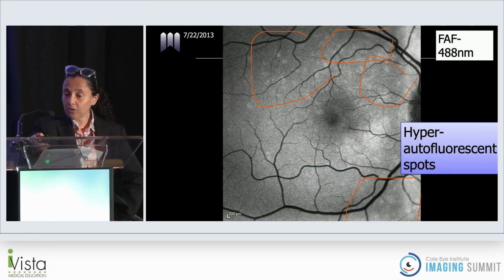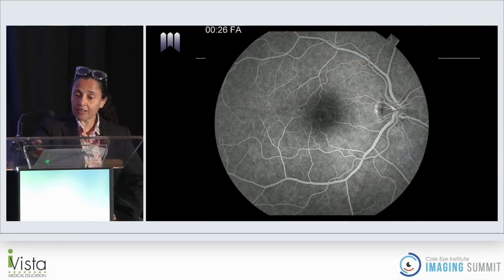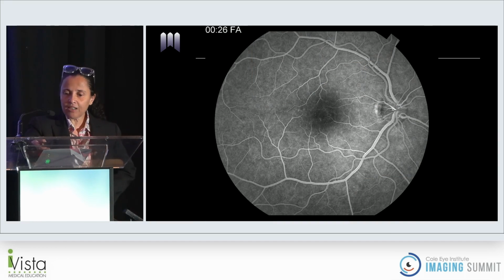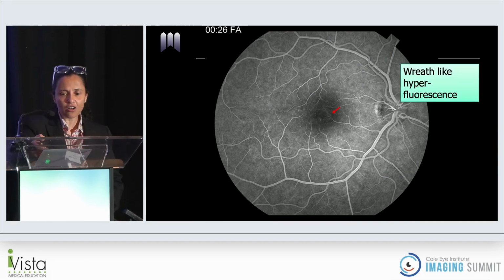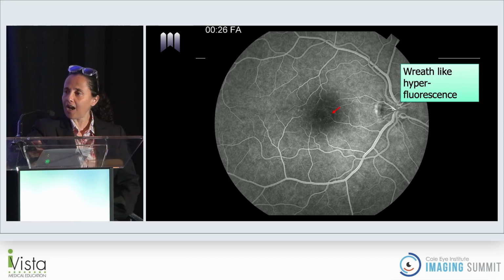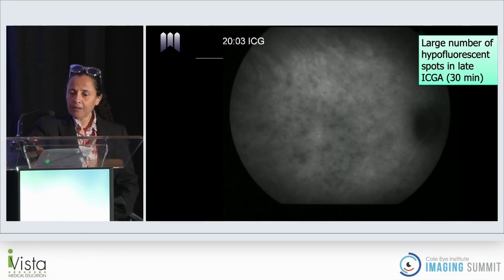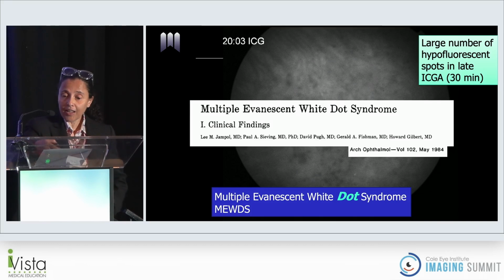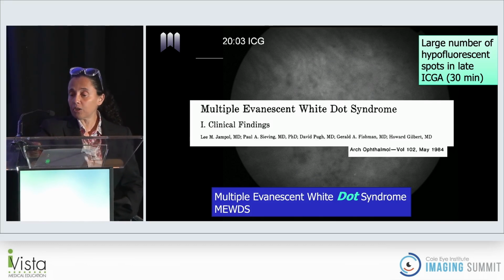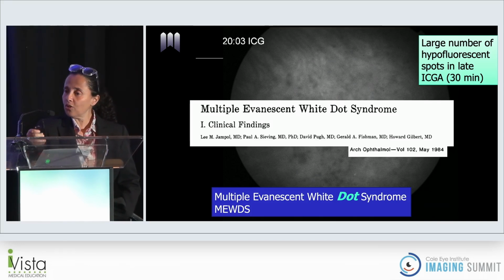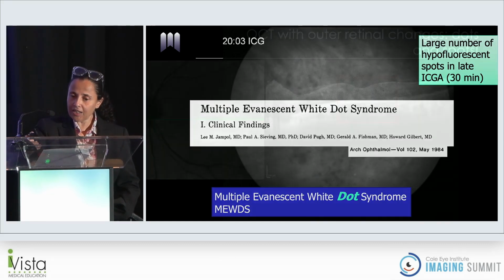And so if you look at the autofluorescence, you see a lot more spots than you saw clinically. The fluorescein is not very helpful because these lesions aren't always there, these wreath-like hyperfluorescence. And on ICG, you see a lot more spots, but you have to wait till 30 minutes on the ICG to see the spots. So that's the MEWDS, the multiple evanescent white dot syndrome described by Lee Jampol in the 80s.